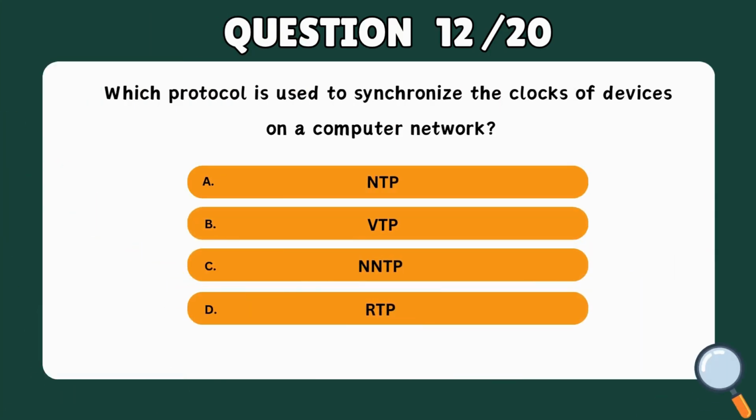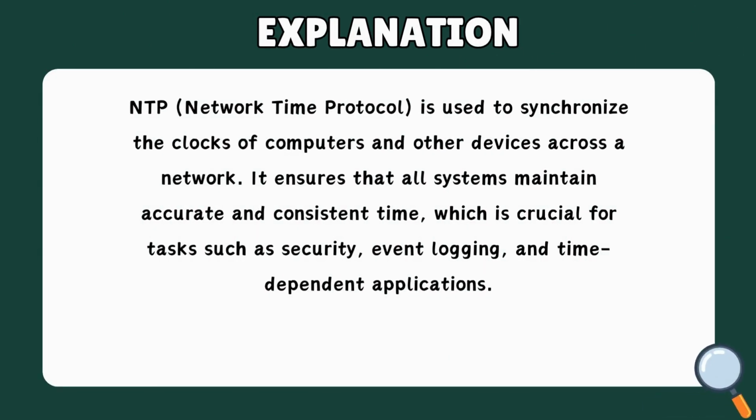Question 12. Which protocol is used to synchronize the clocks of devices on a computer network? A. NTP. B. ETP. C. NNTP. D. RTP. Correct answer. NTP. NTP, Network Time Protocol, is used to synchronize the clocks of computers and other devices across a network. It ensures that all systems maintain accurate and consistent time, which is crucial for tasks such as security, event logging, and time-dependent applications.